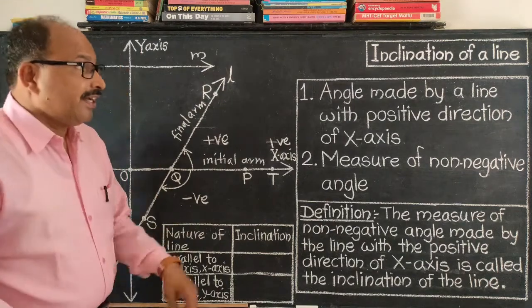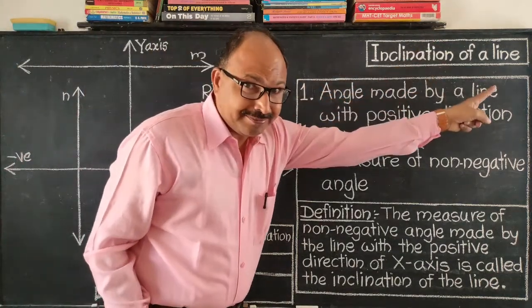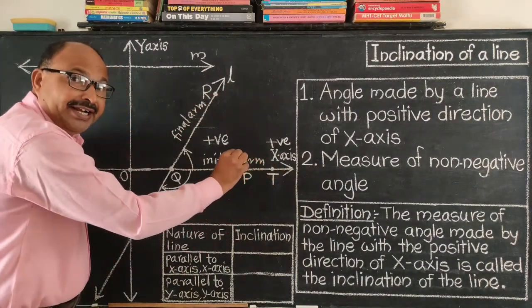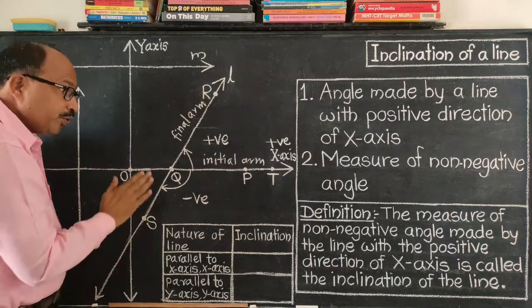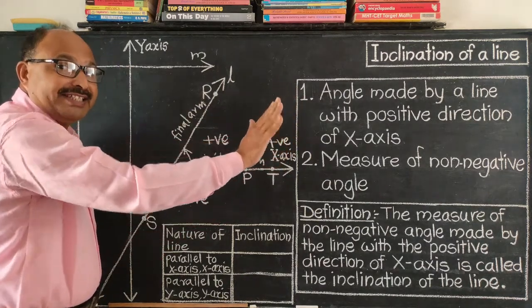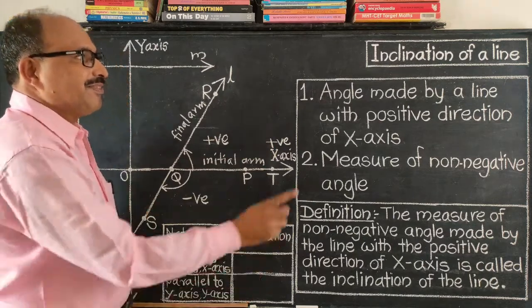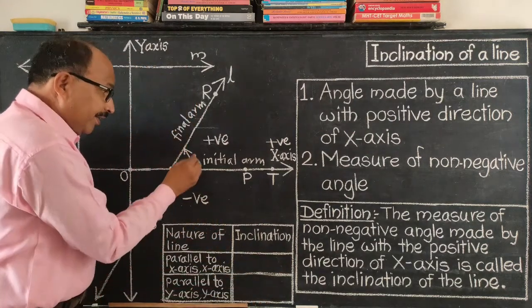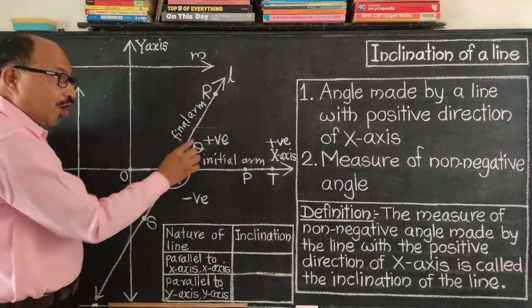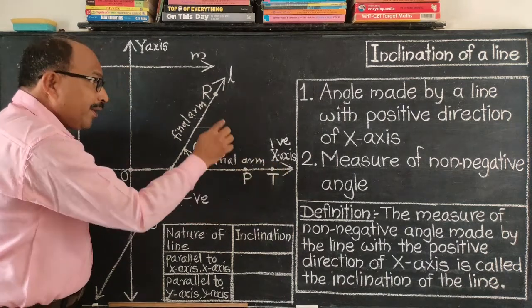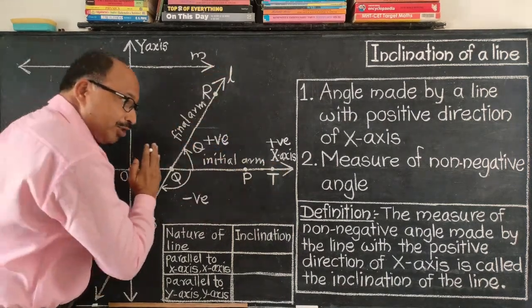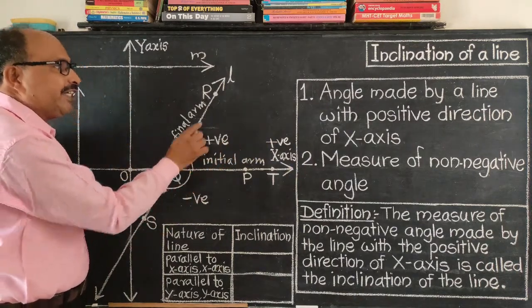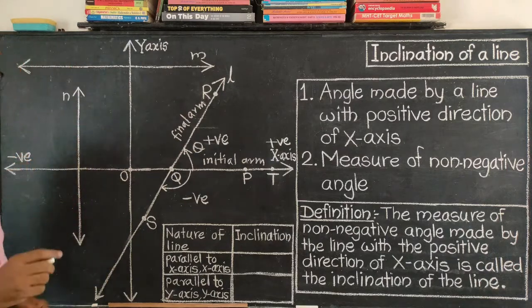I redefine inclination of a line. Measure of non-negative angle made by a line with positive direction of x-axis is called inclination of a line. If theta is measurement of non-negative angle made by a line with positive direction of x-axis, then theta is inclination of the given line. Let's see.